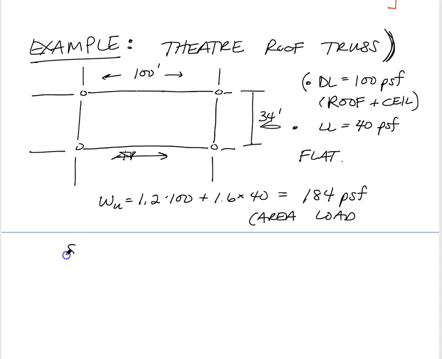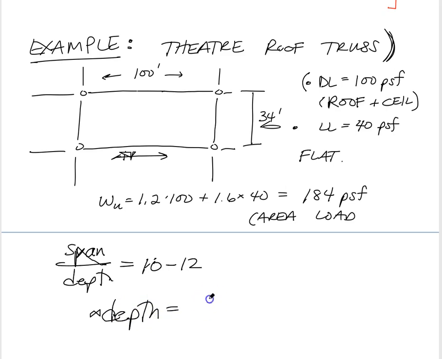So the span to depth, I'm just going to keep going with that. Span to depth ratio, right, is 10 to 12. So we're going to say that the depth is equal to the span divided by 10, which would be 100 feet divided by 10. So we've got a pretty fairly deep truss here. We're going to be at 10 feet of depth.